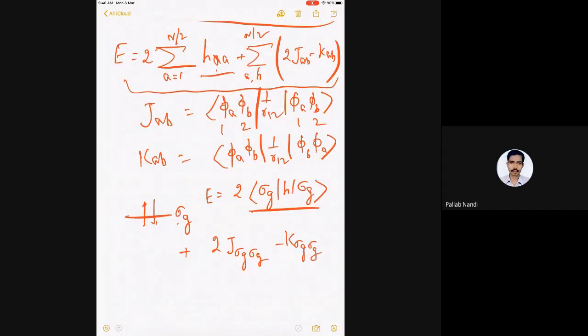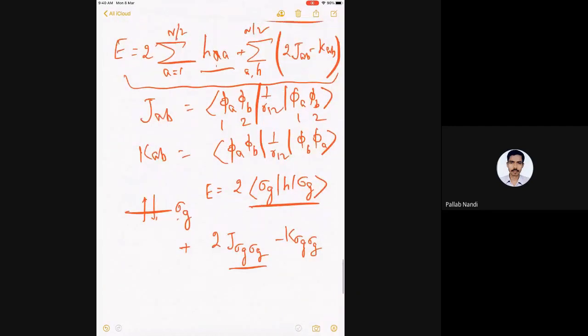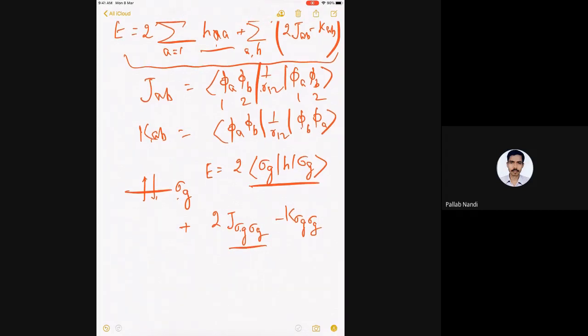Is this okay? I've just literally translated this. There's only 1 term. But then you see J sigma g and K sigma g are identical, because if A and B are equal, then J_AA is equal to K_AA. Is it clear? Because interchange doesn't do anything extra when A is equal to B. Which means one cancels this, and you get a result which is 2 sigma g H sigma g minus J plus J sigma g. That's it.